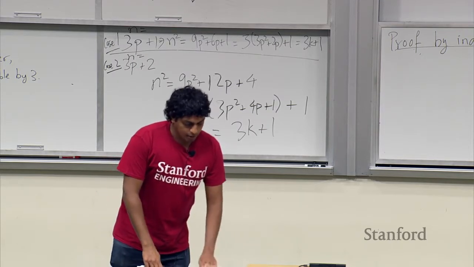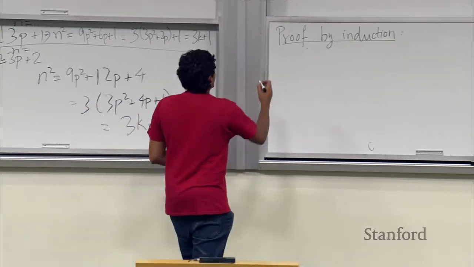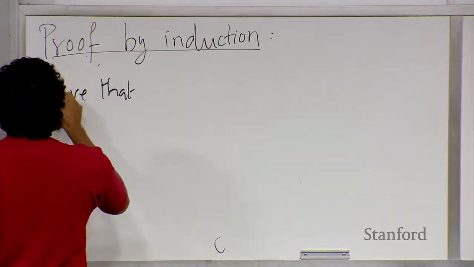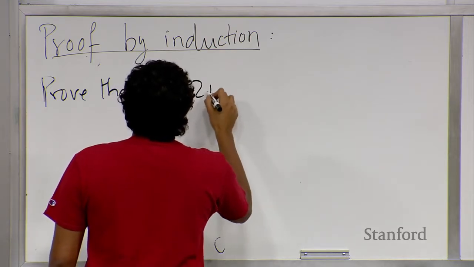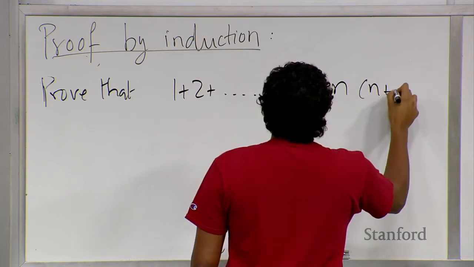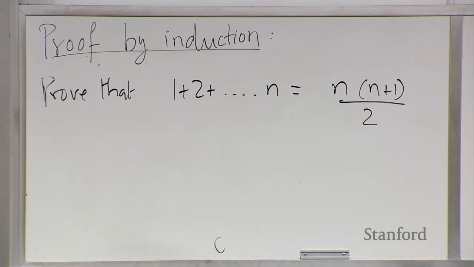Let's do this one. Prove that 1 + 2 + 3 + ... + n is equal to n(n+1)/2. This is the standard formula for the sum of the first n natural numbers. This can be done many ways, but here let's just use proof by induction.